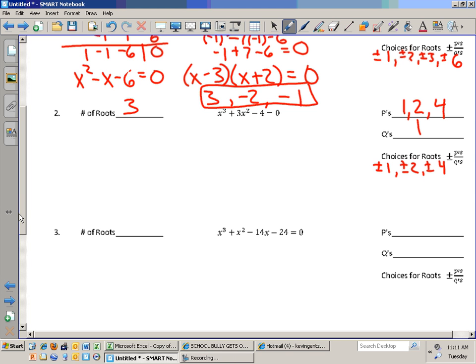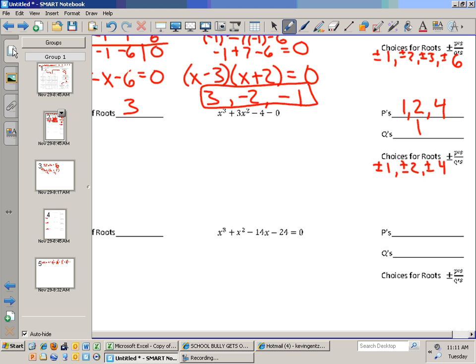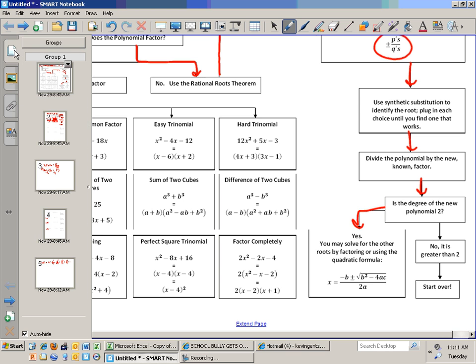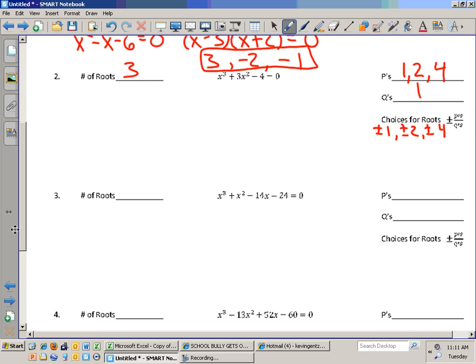Again, I always like to start by plugging in 1. I think it's the easiest one to work with. After we've identified our possibilities for our p's and q's, again, it says use synthetic substitution to find one of the roots. Then divide it, and then try to solve from there. So we'll go through that process. Here we go. Does 1 work? Yes. 1 to the third plus 3 times 1 squared minus 4 is equal to 0. So 1 is one of my solutions. What do I do then? I divide 1 into the polynomial.